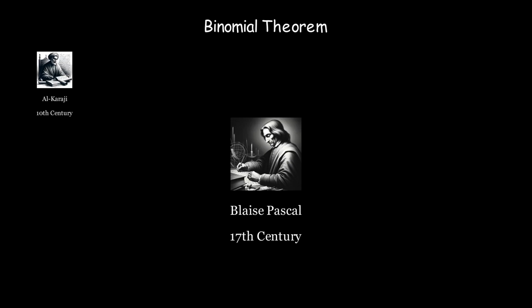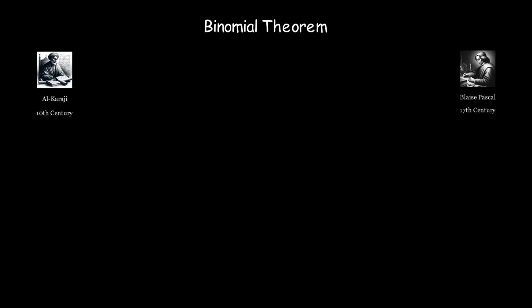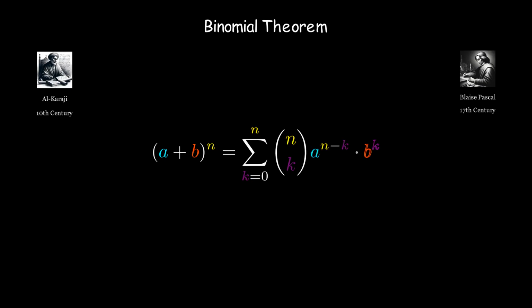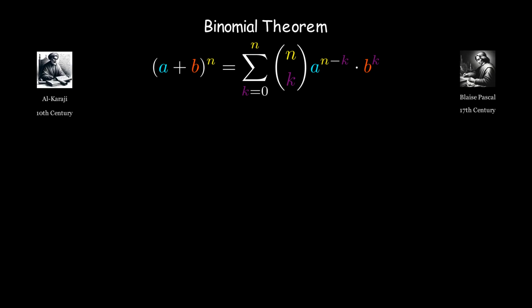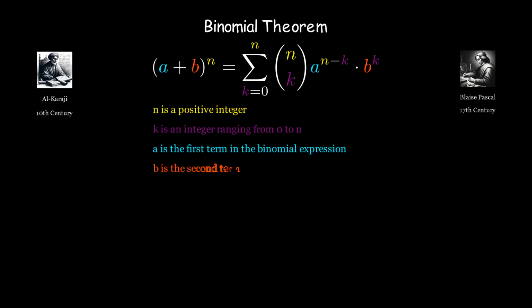The binomial theorem states that the expansion of (a + b)^n is given by the sum of n + 1 terms, where each term is of the form n choose k times a^(n-k) times b^k, where n is a positive integer. k is an integer ranging from 0 to n. a is the first term in the binomial expression, b is the second term, and n choose k is the binomial coefficient, which we discussed in the previous video.